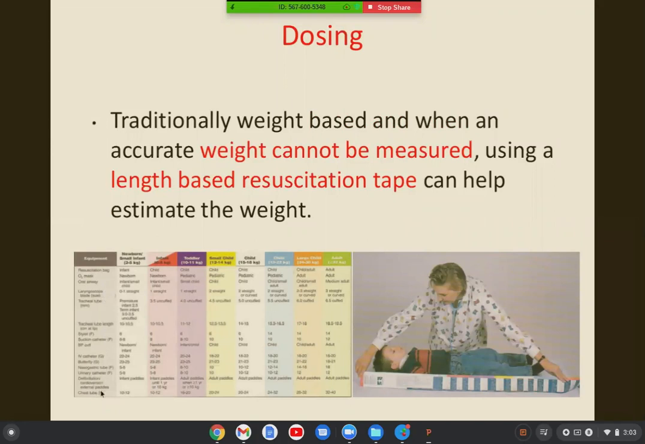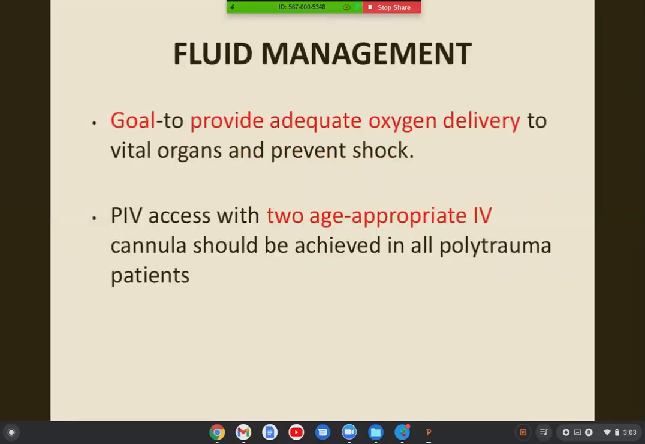And when you are managing a trauma child, it is much easier to have one hands-on list of all equipment with respective sizes of everything needed in one place. The Broselow tape should be a must as an add-on in your ED cards. Fluid management in a trauma patient has only one goal: to provide adequate oxygen delivery. And always remember, in any polytrauma patient, adult or pediatric, you should always have two age-appropriate IV cannulas in place when you start resuscitating them.